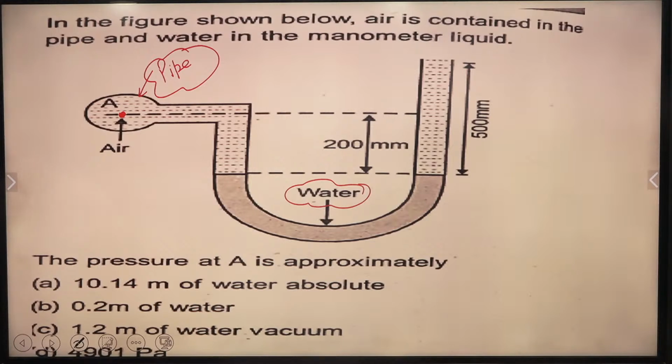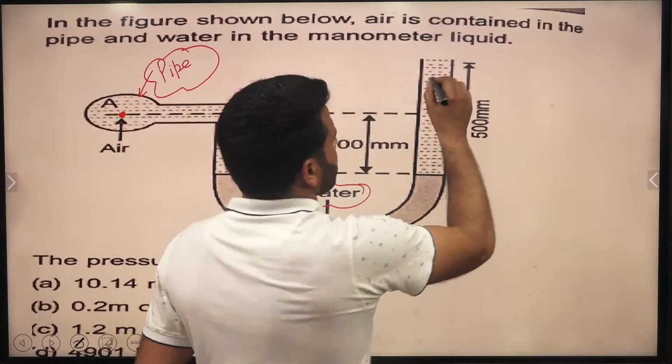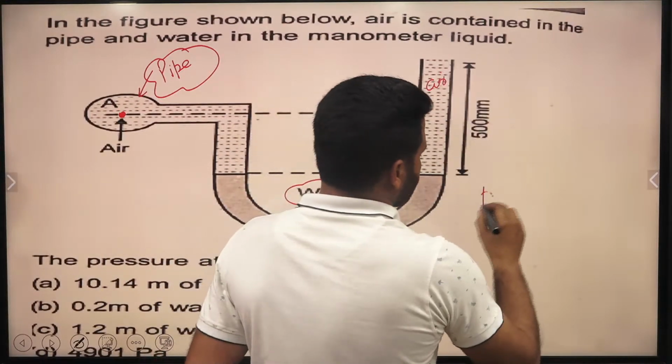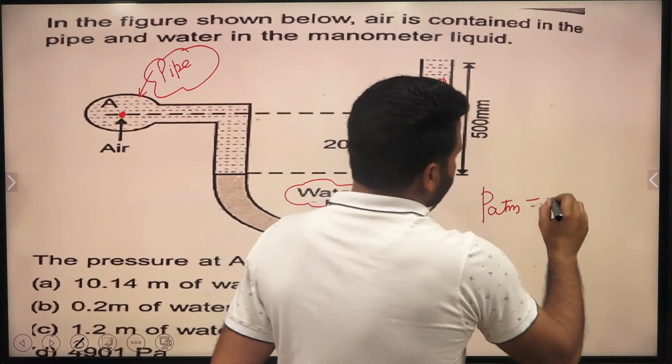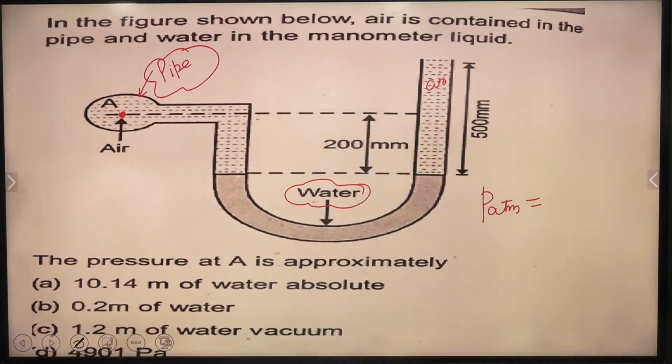Is anything else given to us? No. The pressure at A approximately. Generally, if we talk about the atmospheric pressure, because here air is given, this is air basically. Can you tell me what will be the atmospheric pressure? Can anyone tell me the atmospheric pressure value?